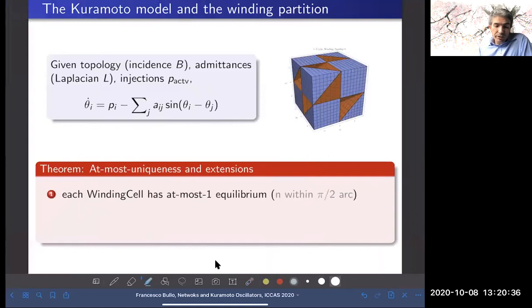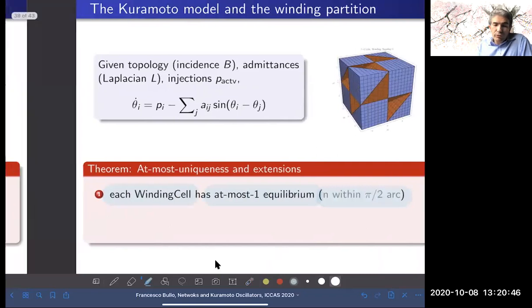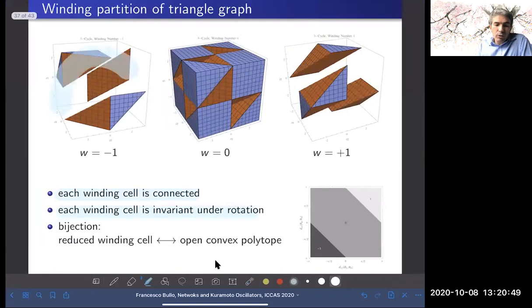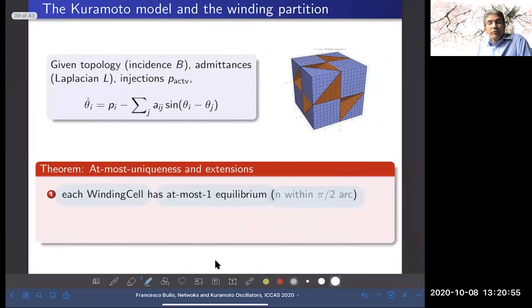This is the theorem. I can now tell you that each winding cell has at most one equilibrium point of the kind that I'm interested in. At most one equilibrium. So if you go back to this picture, at most one equilibrium is here, at most one is there, at most one is on the right. So if you have the torus and the graph over the torus, you do the partition, you can count how many cells there are, and that is an upper bound on the number of solutions, because in each cell there's at most one.